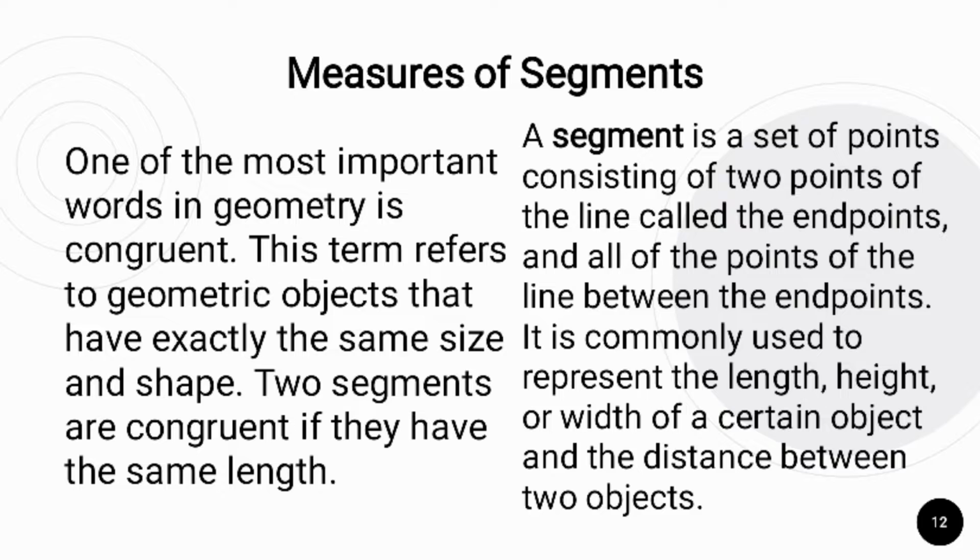Measures of segments. One of the most important words in geometry is congruent. This term refers to geometric objects that have exactly the same size and shape. Two segments are congruent if they have the same length. A segment is a set of points consisting of two points on a line called the endpoints, and all of the points of the line between the endpoints. It is commonly used to represent the length, height, or width of a certain object and the distance between two objects.